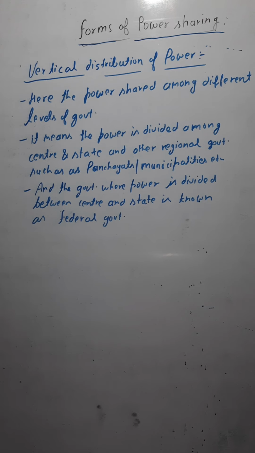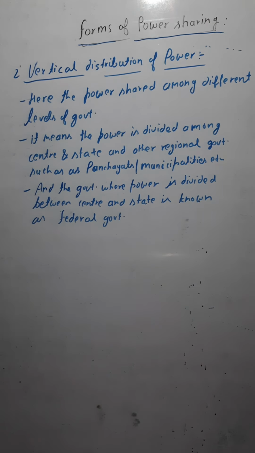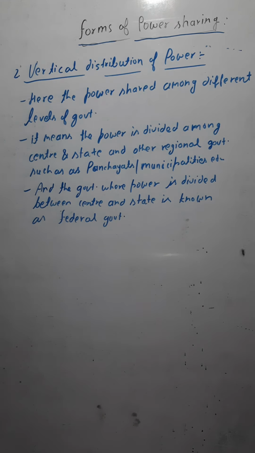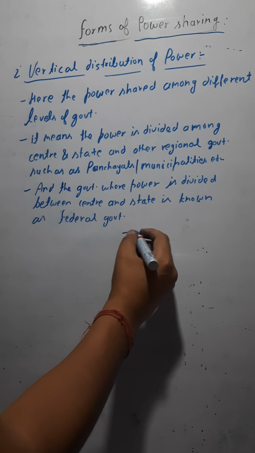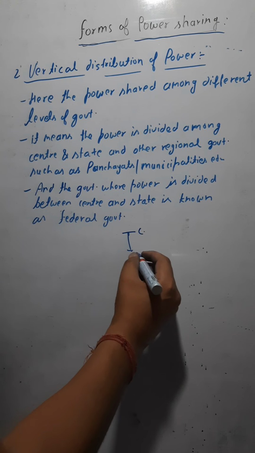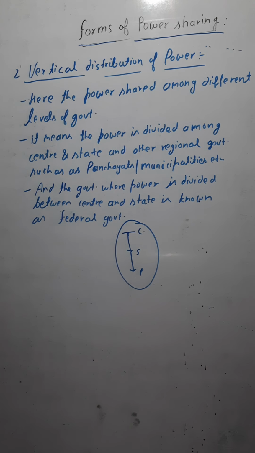So the next form of power sharing, number 2, is vertical distribution of power. It means here the power is shared among different levels of the government. That is, the power is divided among the center, the state, and then some regional governments such as municipalities and panchayats. Here you have the center. Some power is with the center, some power is with the state, then some power is with the panchayats, etc. So this is how the power has been divided among the center, the state and the different regional governments.